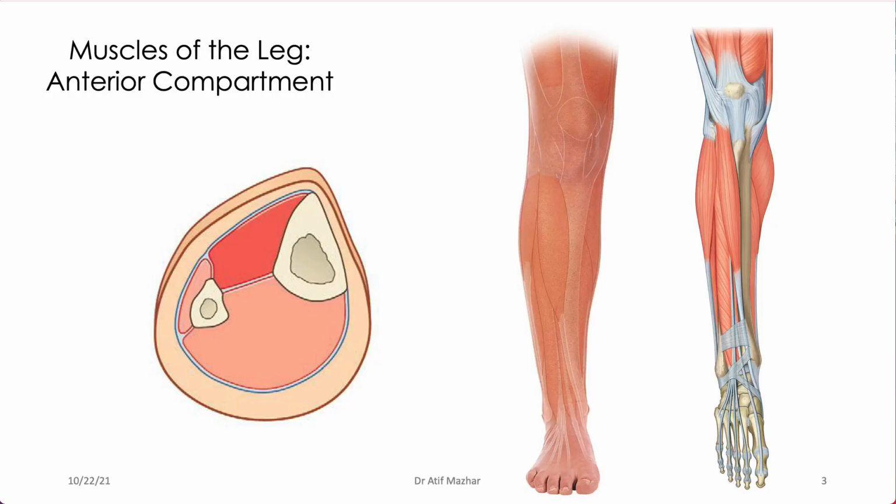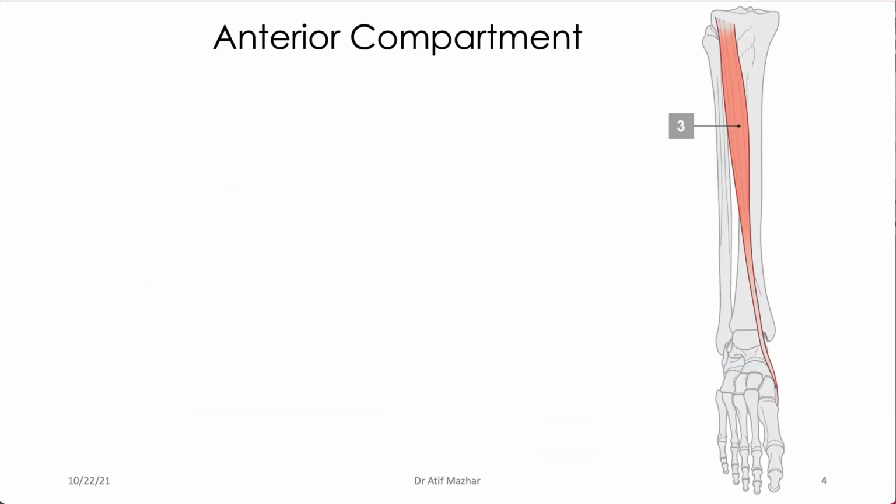Now let's look at the anterior compartment of the leg, and there you can see a section of a leg where under the skin some structures are visible, and the skin has been removed and the muscle group has been identified. So let's look at that. The first muscle which we can see in this compartment is my tibialis anterior muscle.